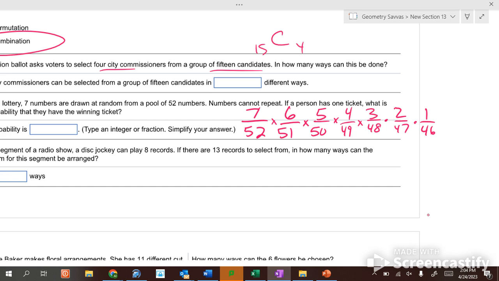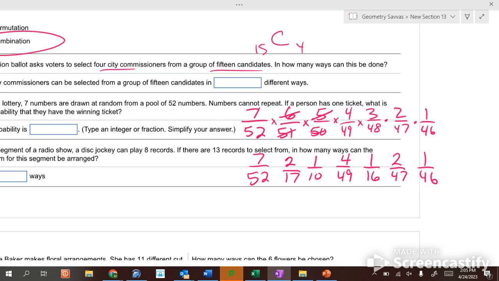Okay? Now, I know 5 goes into 50, 1 out of 10 times. So that one's been reduced. I know 6 goes into 51. They're both divisible by 3. 2 and 17 times, because 3 times 17 is 51. Does 7 go into 52? No. 7 doesn't go into 52. Does 4 go into 49? No, 4 doesn't go into 49. Does 3 go into 48? 1 and 16, right? Does 2 go into 47? No, and 1 doesn't go into 46.